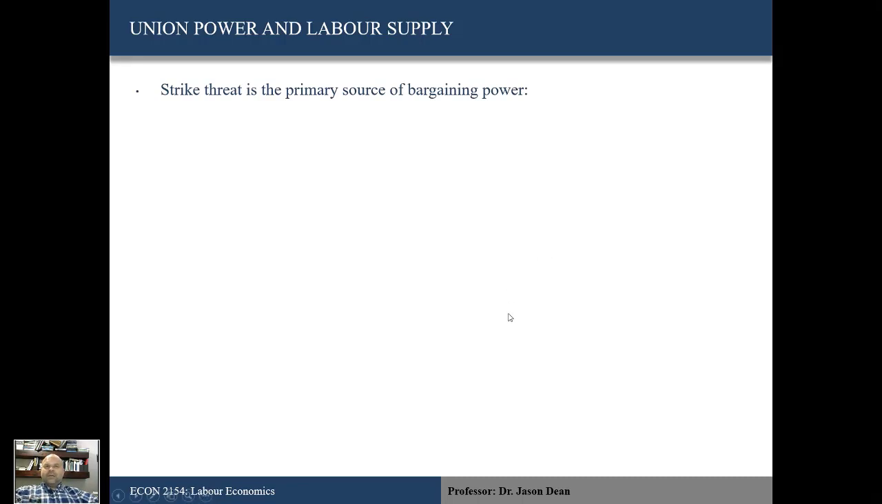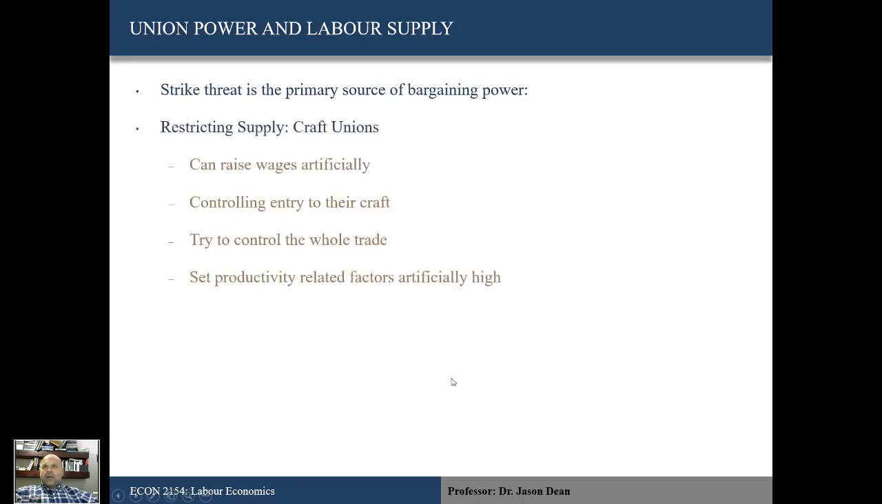So they need to be bargaining in good faith. So the strike threat is the primary source of bargaining power for the union. Another source of bargaining power is being able to restrict supply, and so craft unions tend to do this, so they can better raise wages artificially, because they're controlling entry to their craft. Of course, the less supply of labor for any given demand, the wages are going to be higher.